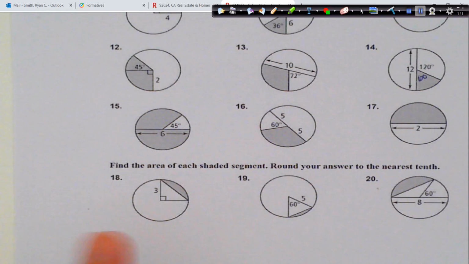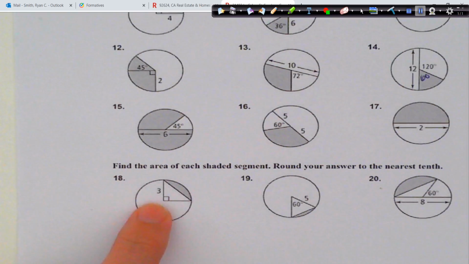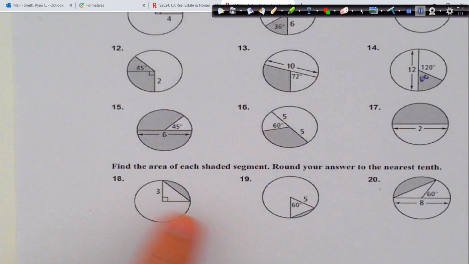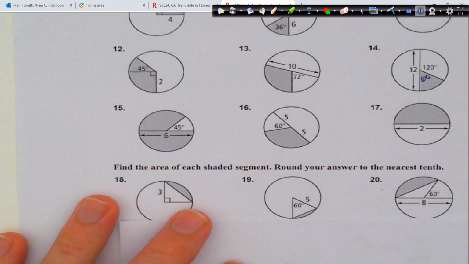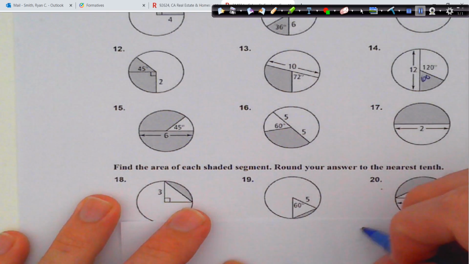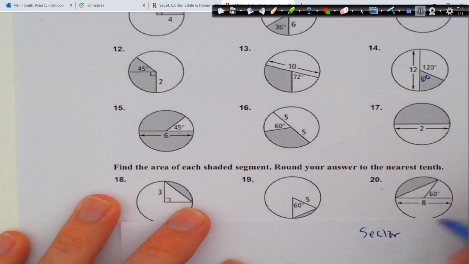And I'm not going to do 18 because that's a 90 degree. That one's actually pretty easy to do. I'm just going to do number 20 here. So we have to find the triangle. So whenever we're doing a segment, you have to find the sector. And then you have to subtract the triangle, right?